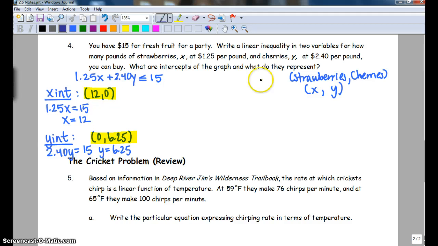So you have to come back to what we did over here. 12 for x is talking about the number of strawberries. 0 for y is talking about the number of cherries. So what this really means is with $15 to spend, you can buy at most 12 pounds of strawberries when you don't buy any cherries.